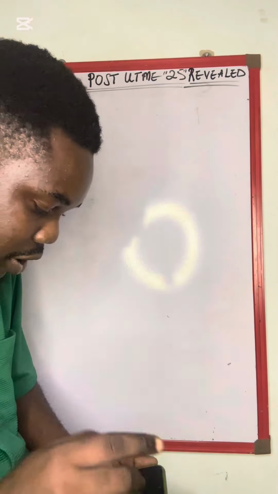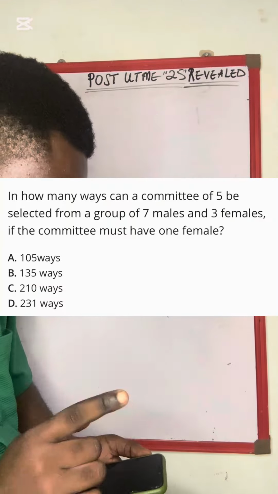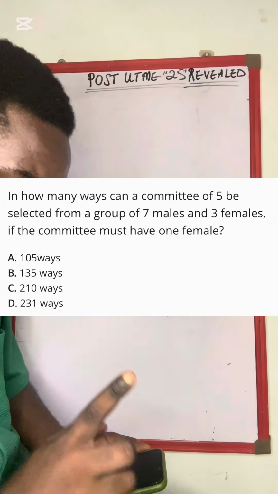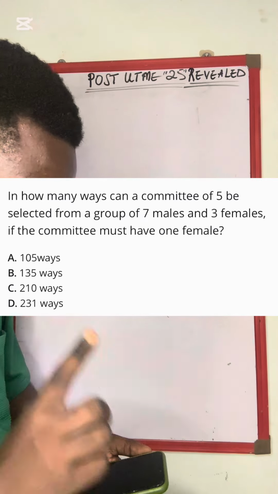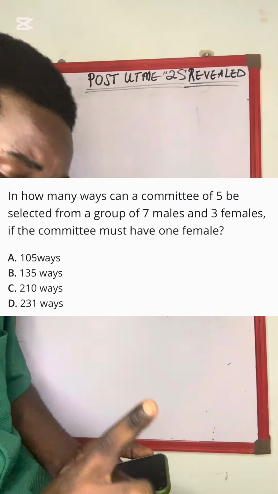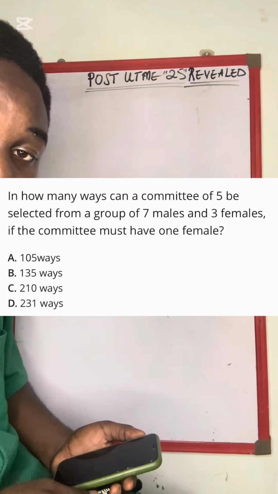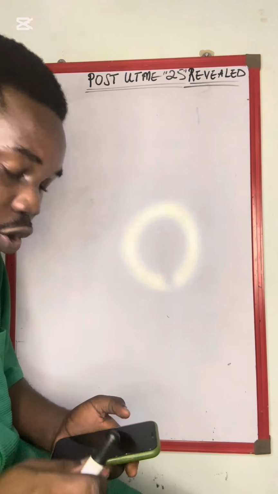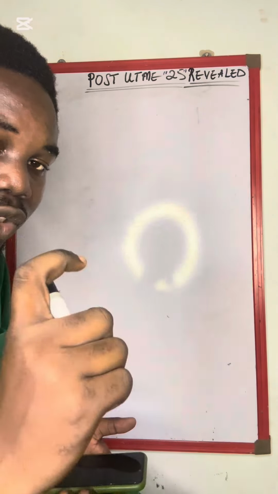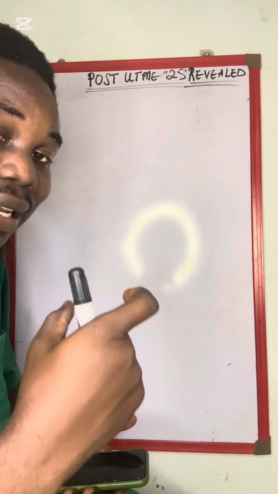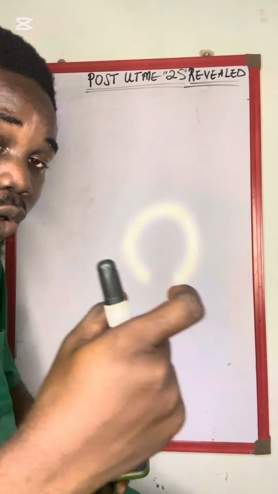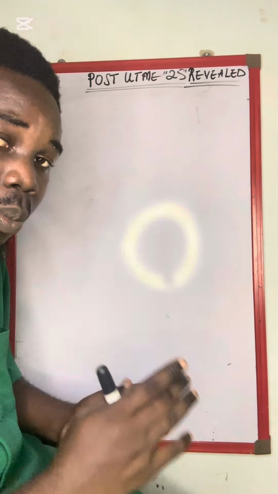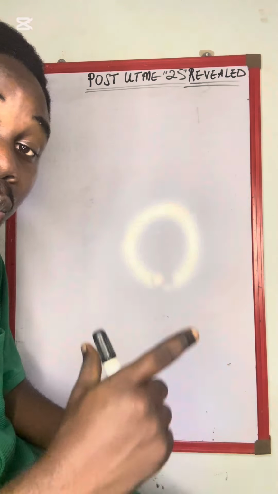Okay, number 3. In how many ways can a committee of 5 be selected from a group of 7 males and 3 females if the committee must have 1 female? Now, this question is from combination. Remember, you know it's combination once you hear or see the word selection or choosing. In other words, once you're asked to select or choose, you combinate. But if you're asked to arrange, you permutate.